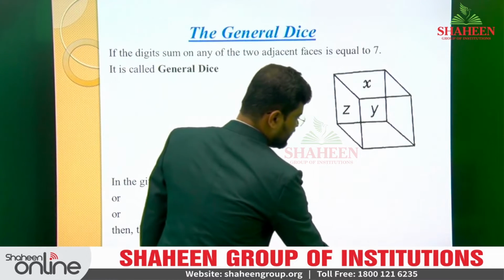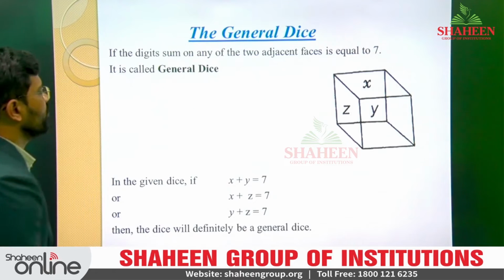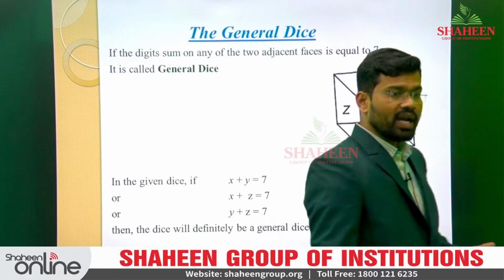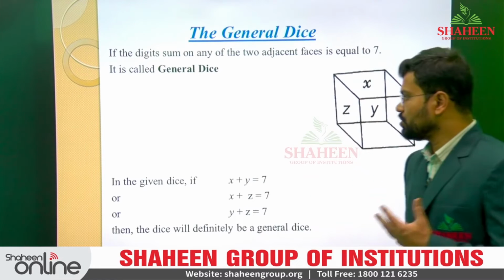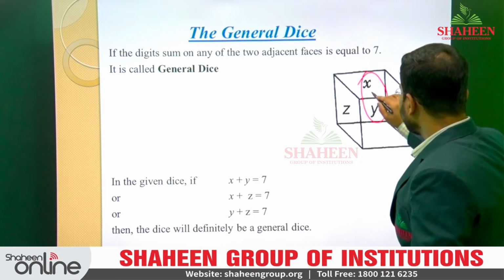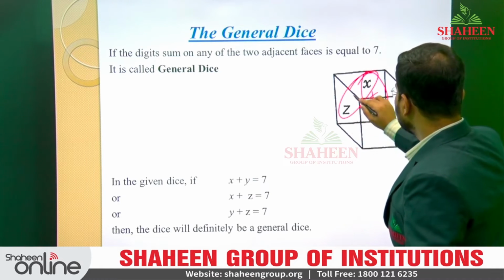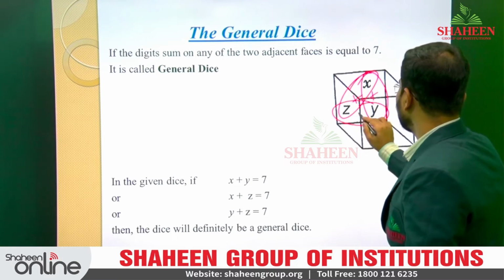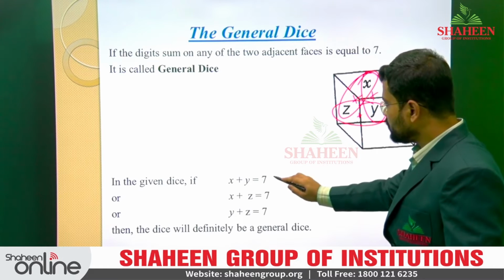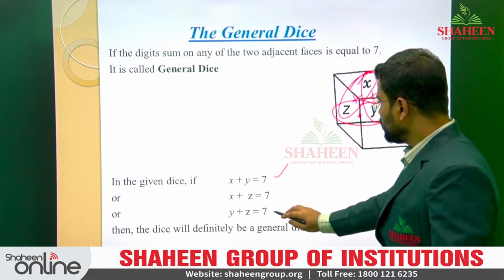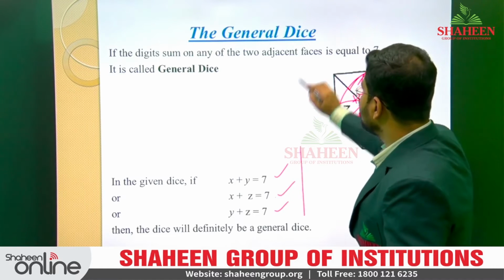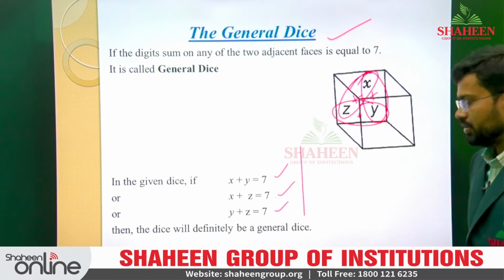Now friends, this is a general dice. We have just discussed that if the sum on the opposite faces equals 7, then that type of dice is known as a standard dice. Like x and y, x plus y, x plus z, and z plus y. If x plus y equals 7, z plus y equals 7, and x plus z equals 7, then this type of dice is known as what? General dice.